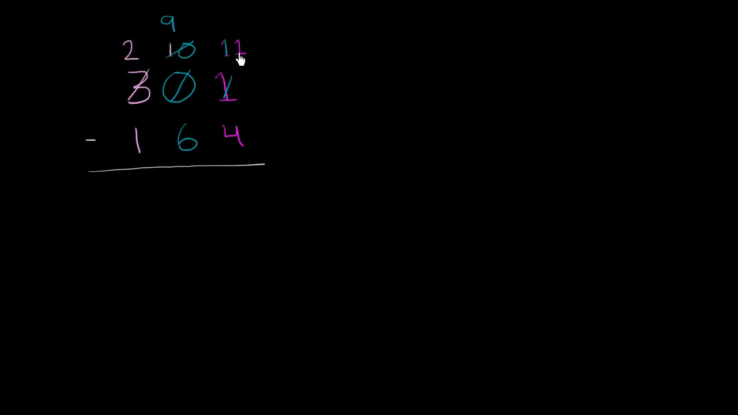And what was neat about this is now up here, all of these numbers are larger than the corresponding number in the same place. So we're ready to subtract. 11 minus 4. 11 minus 4 is, let's see, 10 minus 3 is 7, so 11 minus 4 is 7. 9 minus 6 is 3. And 2 minus 1 is 1. So we are left with 137.